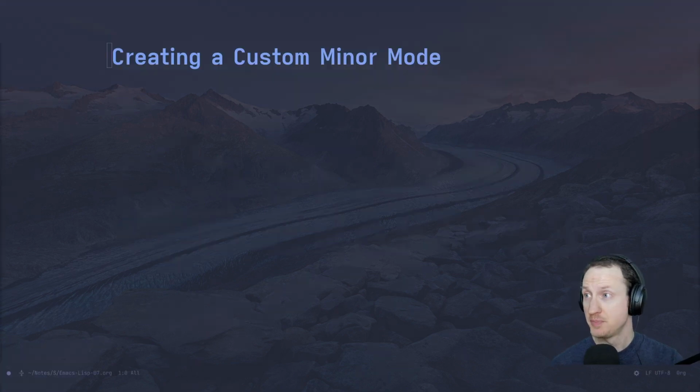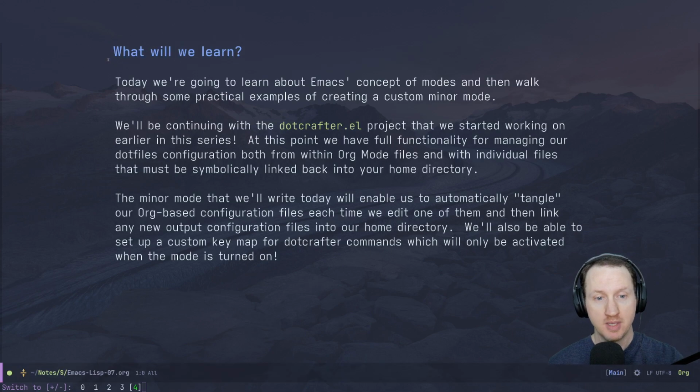I'm David Wilson, and today we're back with another entry in the Learning Emacs Lisp series, and we're going to talk about how to create a custom minor mode in Emacs. So what we're going to do is talk about Emacs concepts of modes, and then we're going to walk through some practical examples of how you can create a custom minor mode.